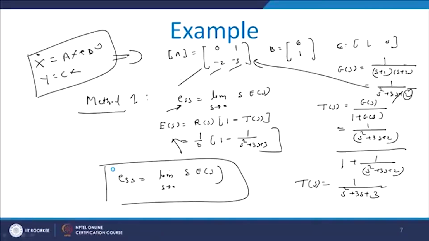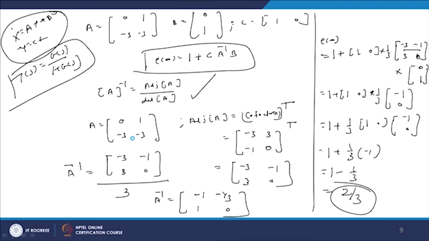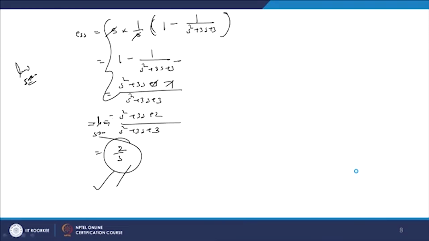But in the end, we have to simplify the calculation. So here we have seen one example, and using both methods we have got the steady state error: 2 by 3 by the second method, and here also 2 by 3. So in both ways we got the result 2 by 3, and this error is very important in controller design. When we go for controller design, controllability and observability, we will see its effect.